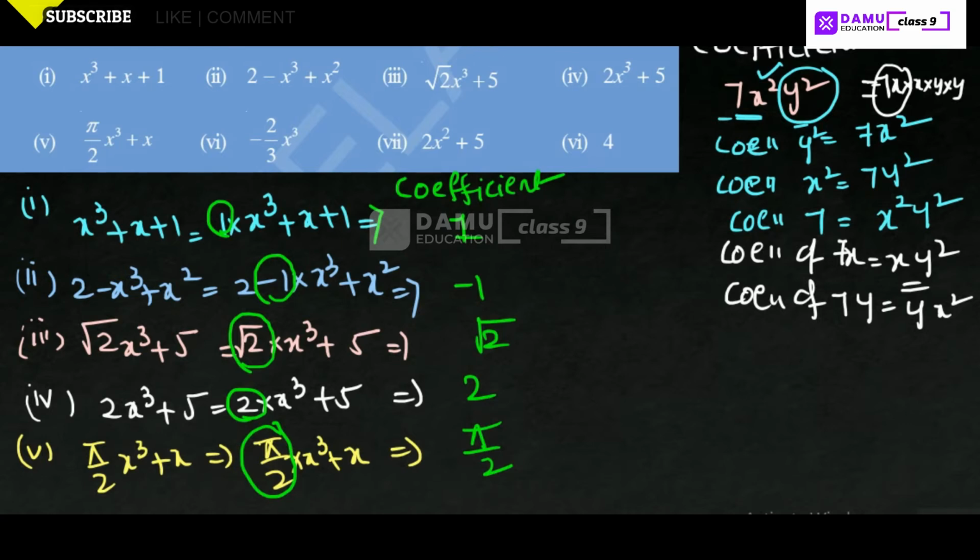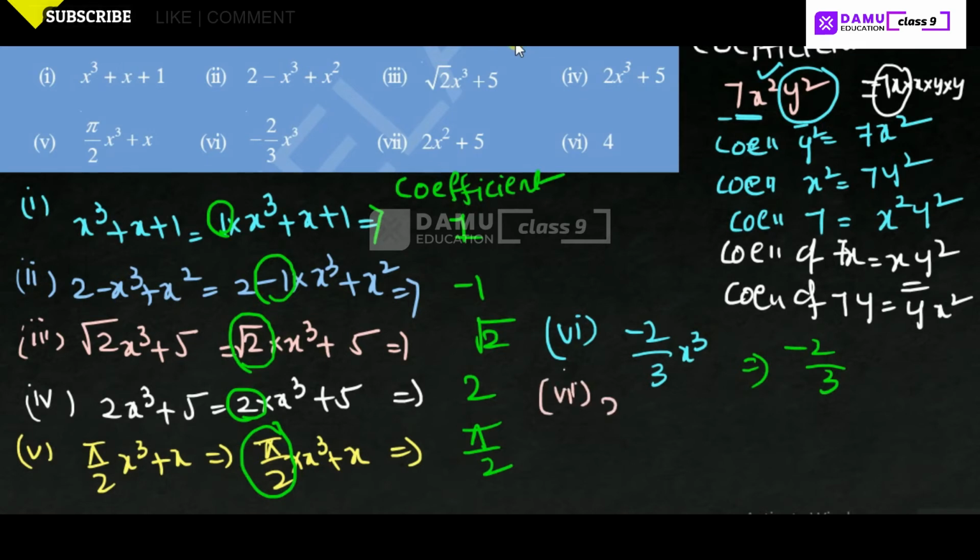Now the sixth one is minus 2 by 3 x cube. So what is the coefficient? The coefficient will be minus 2 by 3. That is the coefficient, because you can write x cube in the format like that.